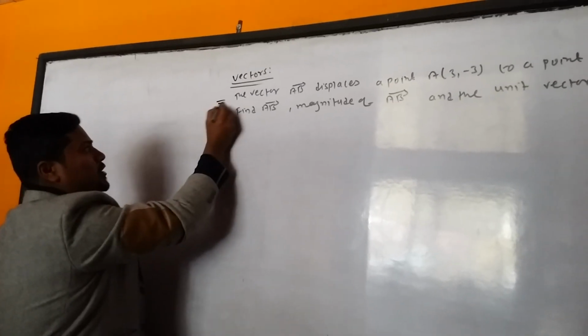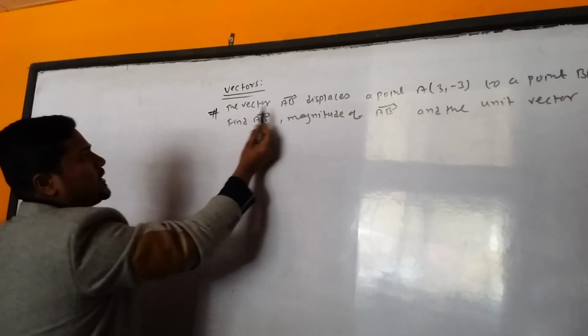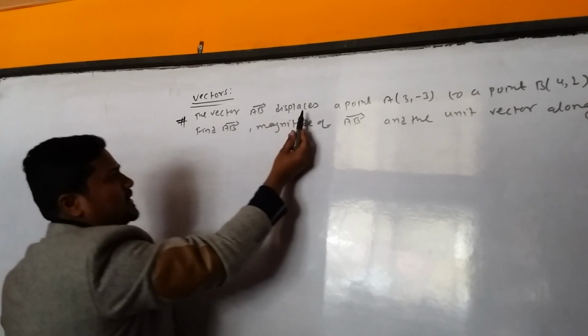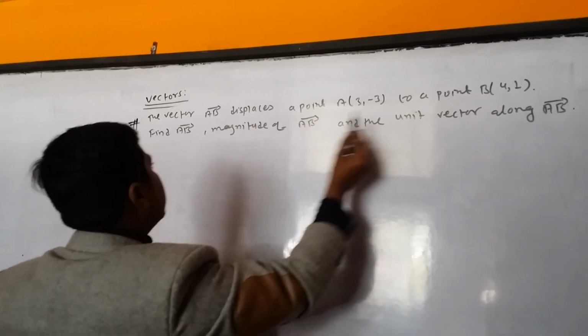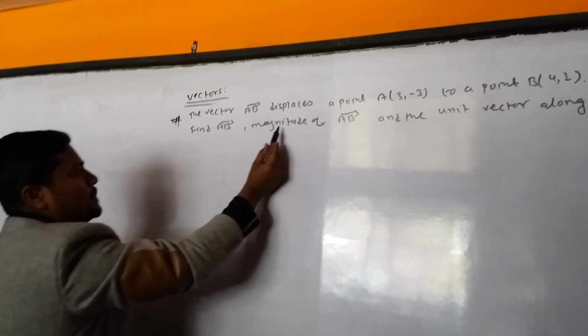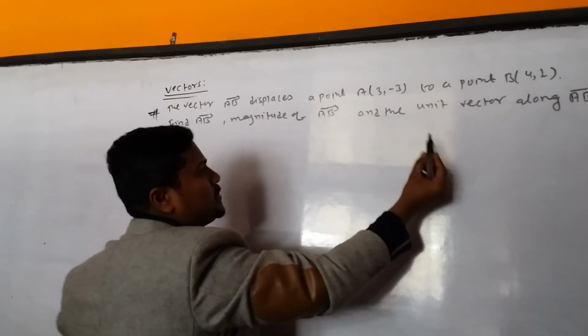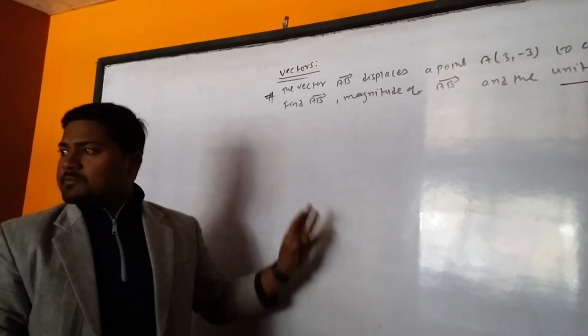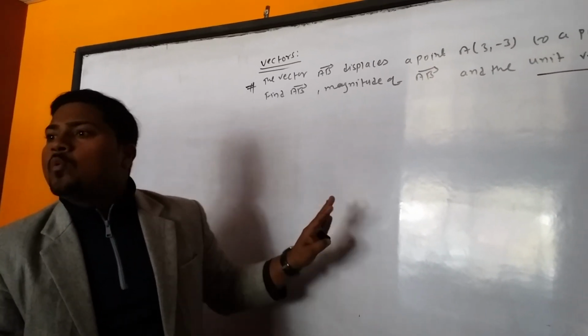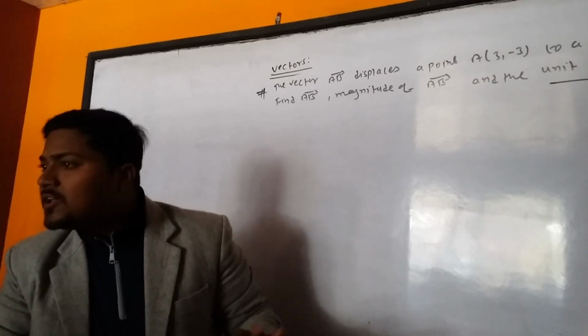Now we have one more question. The vector AB displaces from a point A(3, -3) to a point B(4, 1). Find AB vector, the magnitude of AB vector, and the unit vector along AB vector. Now, before solving this question, let's find out what a unit vector is and how to find it.